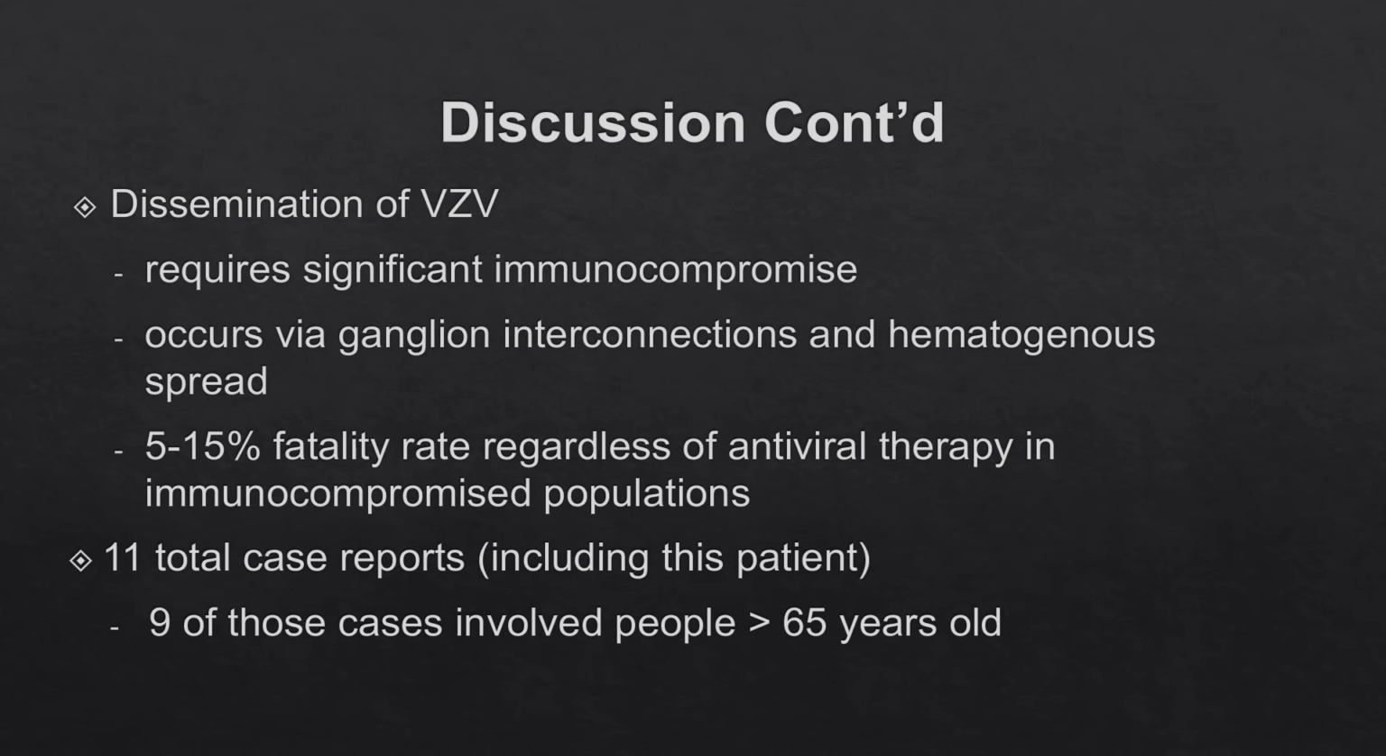In my literature review, disseminated shingles requires significant immunocompromise, such as in conditions like HIV and in patients with chemotherapeutic agents. It is thought to occur via ganglion interconnections and hematogenous spread. In fact, those singular lesions are a good indicator that there is viremia present. There is a 5 to 15% fatality rate regardless of antiviral therapy in immunocompromised populations with disseminated shingles. I found a total of 11 case reports, including this patient case. And it's interesting to note that 9 of those cases involved patients greater than 65 years old.